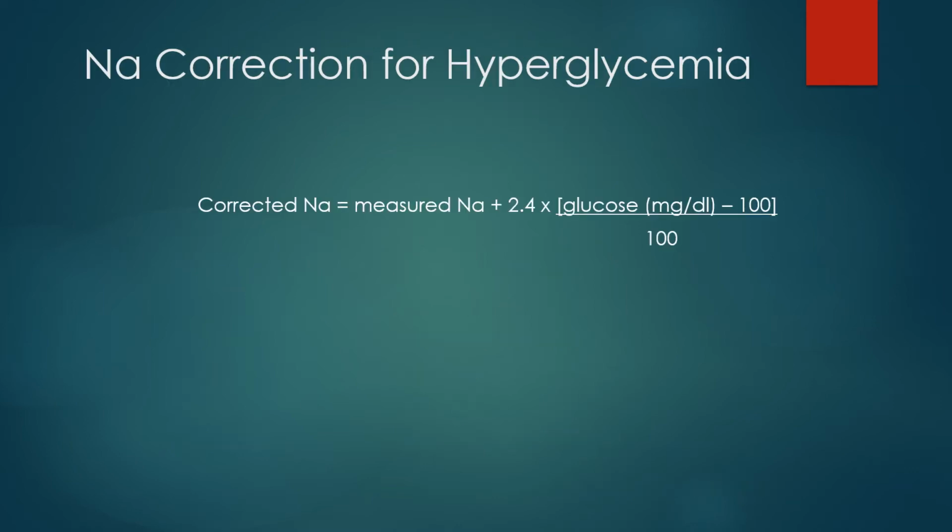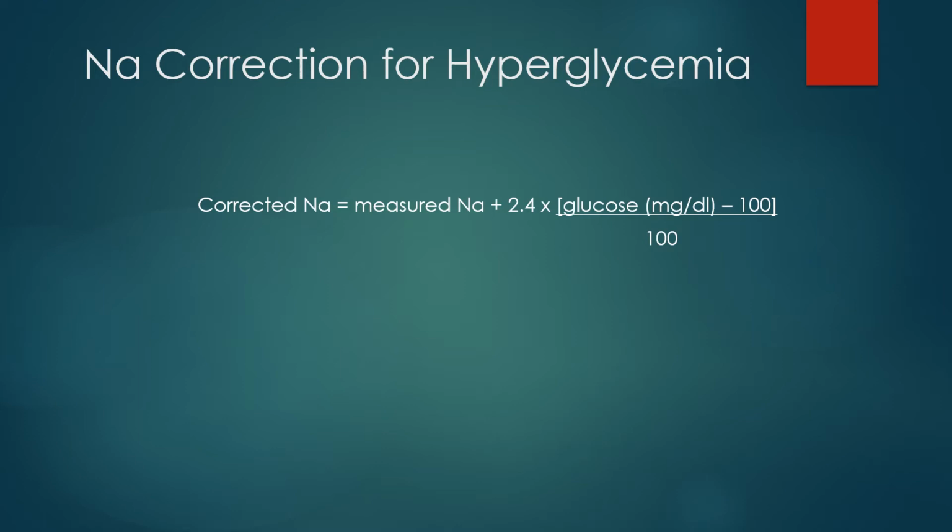Because hyperglycemia causes osmotic shifts of water from the intracellular to the extracellular space, leading to a lower sodium level, the sodium level in the presence of significant hyperglycemia needs to be corrected since the sodium level will rise once the hyperglycemia is fixed. This is the formula used to calculate the corrected sodium level when hyperglycemia is present.